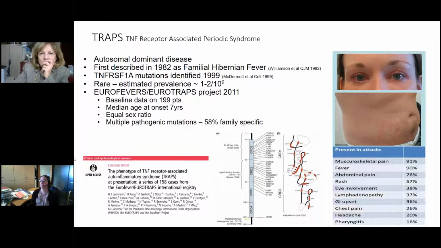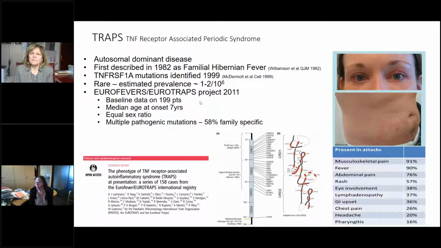So the first of the diseases I'm going to talk about is TRAPS, the TNF receptor-associated periodic fever syndrome. This is a dominant disease, although like all of these diseases, it displays variable penetrance, and only about 60% of individuals will describe a family history, which is suggestive.